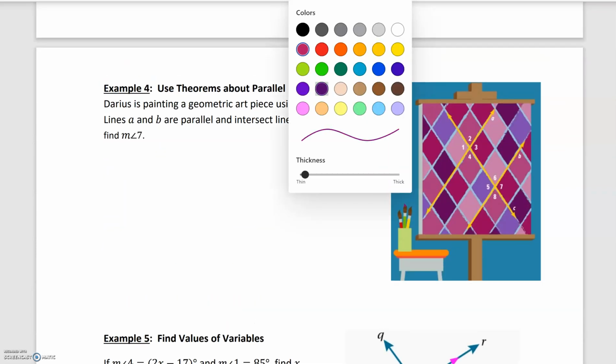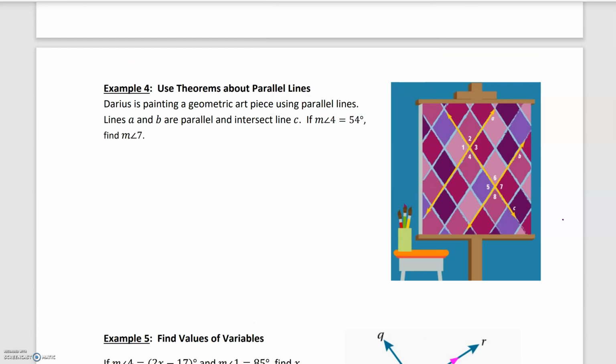So let's take a look and find our angle 4 here is 54 degrees, and it wants us to find the measure of angle 7. Well, 4 is going to be that bottom angle, and so 8 would have to be 54. And since 7 is next to 54, it's not going to be 54, but it would be supplementary. So 180 minus 54 is going to give us the measure of angle 7. And so that would end up giving us 126 degrees.